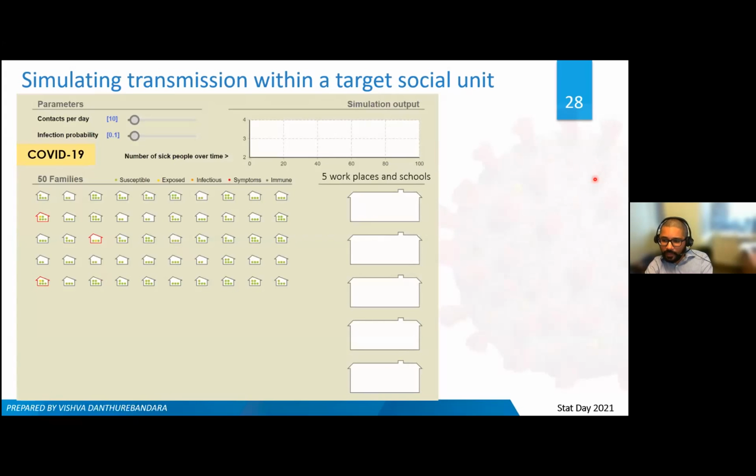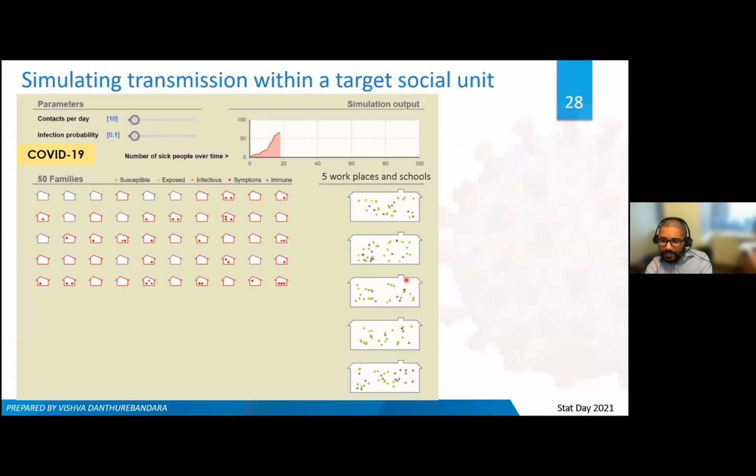Now let's see how the virus spreads under no restriction. So people are going to work or school and coming back home with or without disease. And this curve here shows the active case count each day. Right? So under no restriction, the attack rate is really high. At the end of this simulation, you will see there are only 3 families left without being infected.